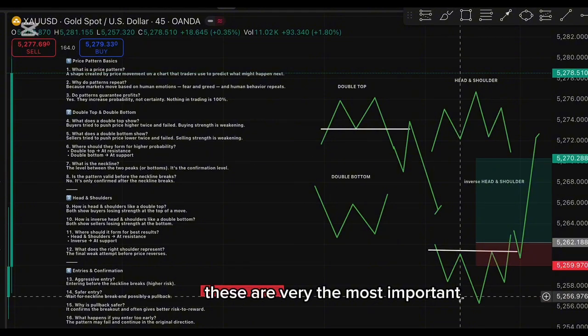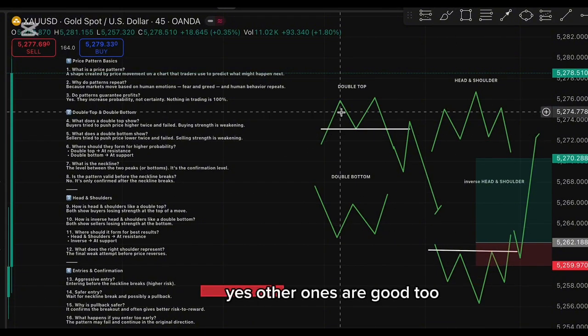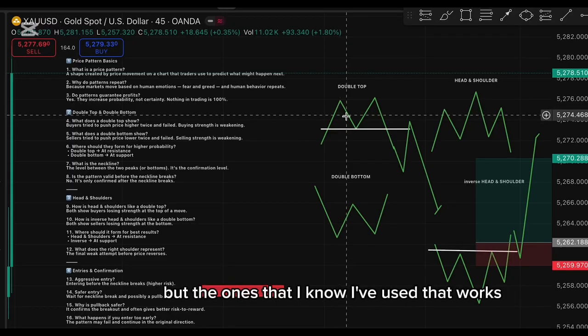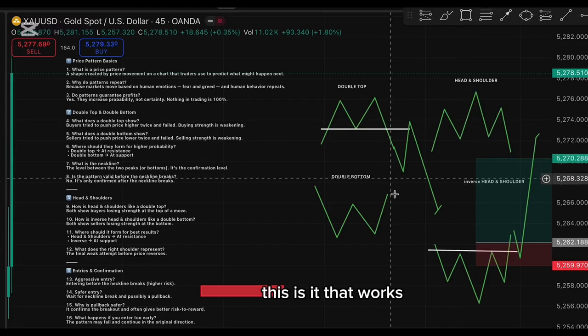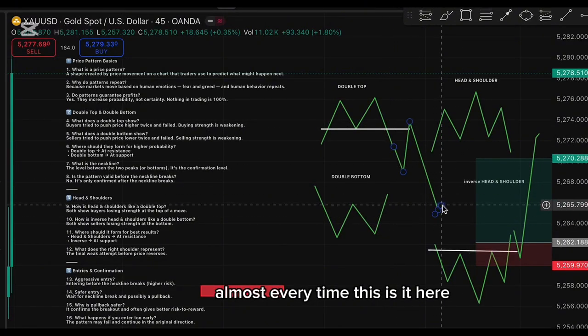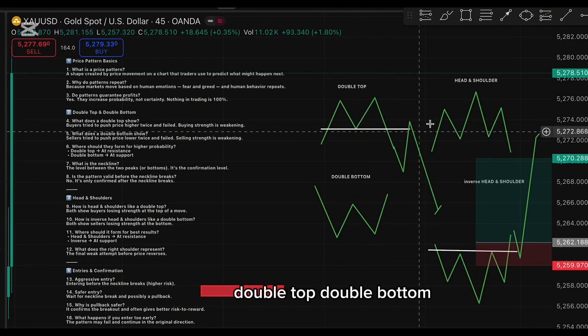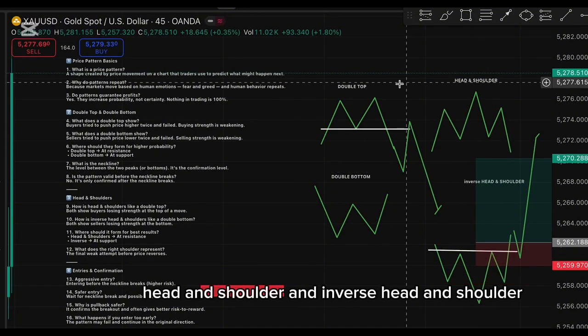These are the most important. Yes, other ones are good too. There are different types, you can go and learn them. But the ones that I know I've used that work, this is it. That works almost every time. This is it here: double top, double bottom, head and shoulder, and inverse head and shoulder.